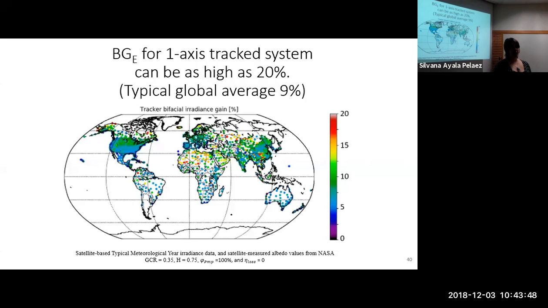And this is not ideal. If you were to set up a bifacial plant, with tracking, you probably really want to work on your reflectivity, right? So this is just grabbing what's naturally out there.